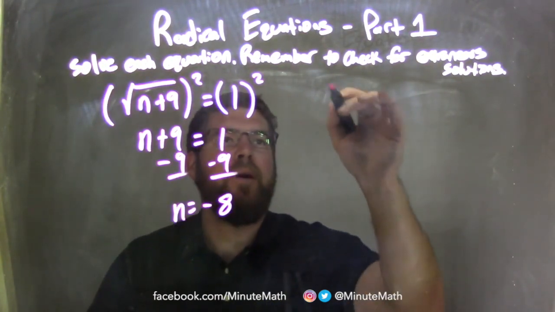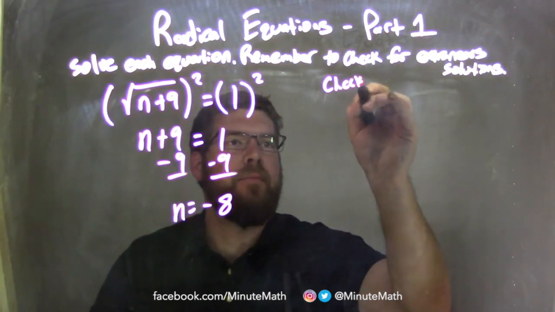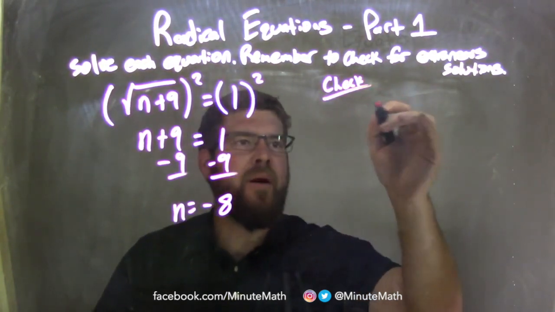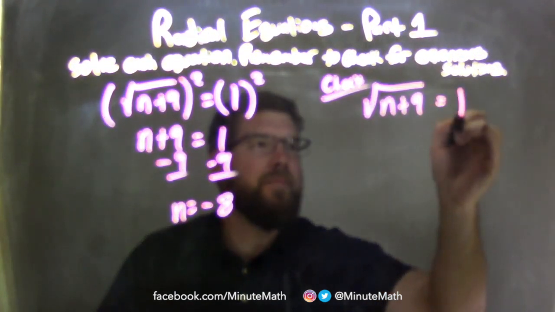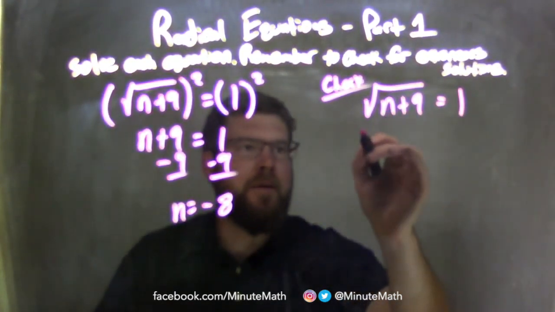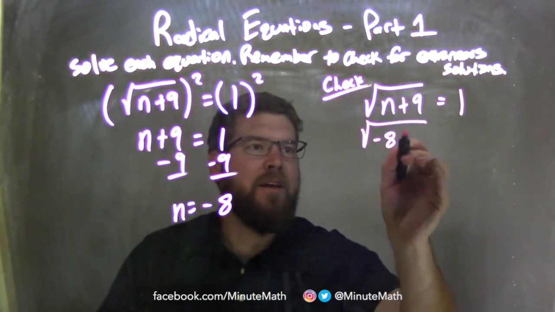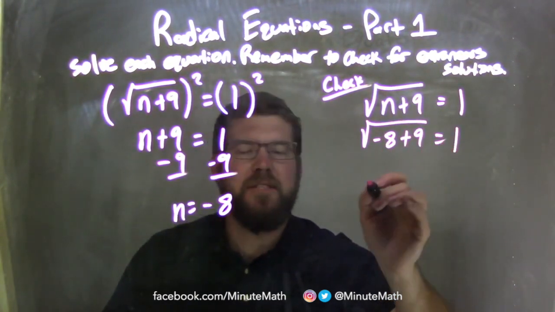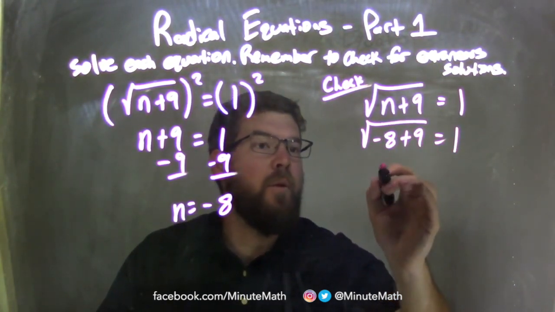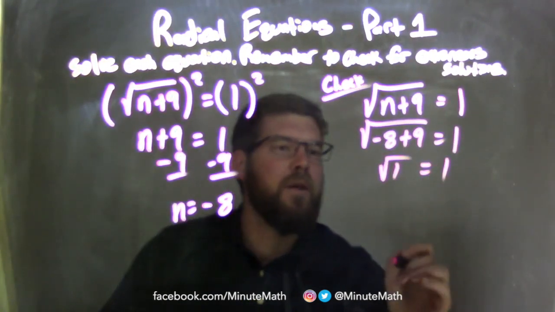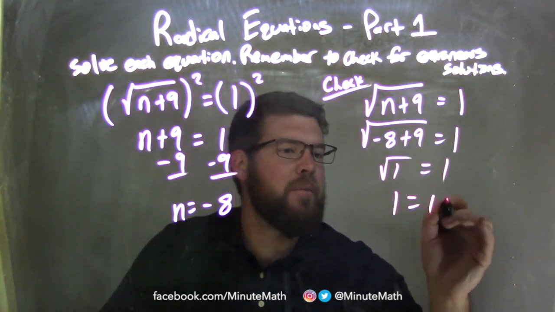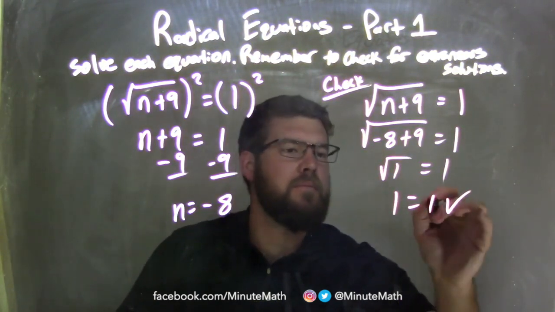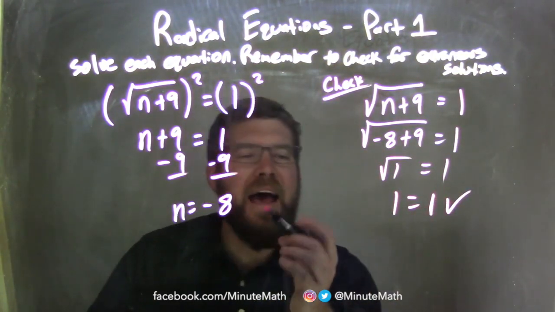And so I'm going to rewrite my equation. Well, I'm going to check it here. So rewrite my equation, square root of n plus 9 equals 1. Plug negative 8 in for n, so square root of negative 8 plus 9 equals 1. Simplify, negative 8 plus 9 is 1. Square root of 1 equals 1. Square root of 1 is just 1, so 1 does equal 1, and we're good. That's true, right? Fantastic. So n equals negative 8 is a true answer.